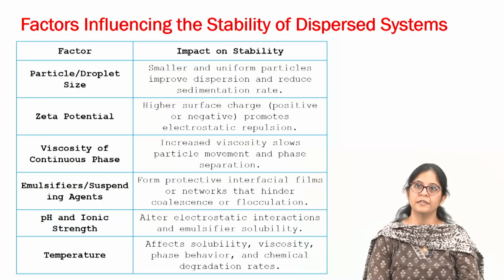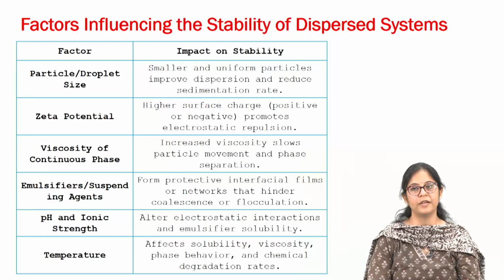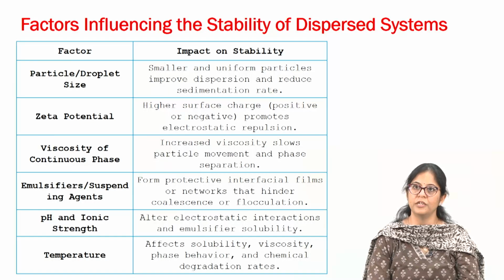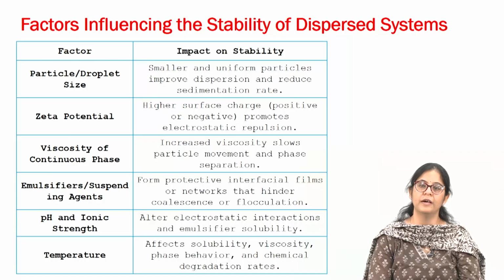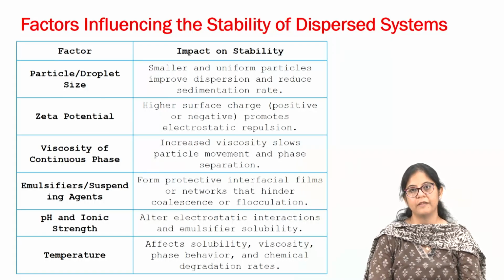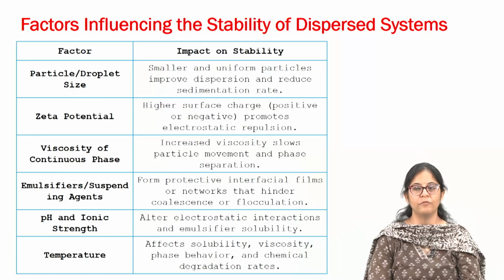So, the factors which influence the stability of dispersed systems are particle or droplet size: smaller and uniform particles improve dispersion and reduce sedimentation rate. Zeta potential: higher surface charge, positive or negative, promotes electrostatic repulsion. Viscosity of the continuous phase: the higher the viscosity, the lower the settling of particles and phase separation. Emulsifiers or suspending agents: these form protective interfacial films or networks that hinder coalescence or flocculation.